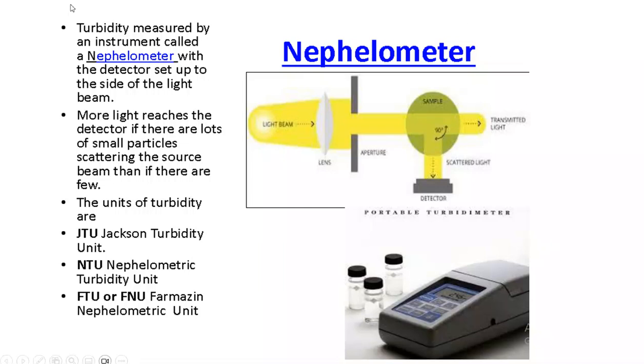You can see the nephelometer, which is used to measure the turbidity. The turbidity is measured by an instrument called a nephelometer, with the detector set up to the side of the light beam. More light reaches the detector if there are lots of small particles scattering the source beam than if there are few. The units of turbidity are JTU, Jackson turbidity unit, NTU, nephelometric turbidity unit, and FTU or FNU, Formazin nephelometric unit.